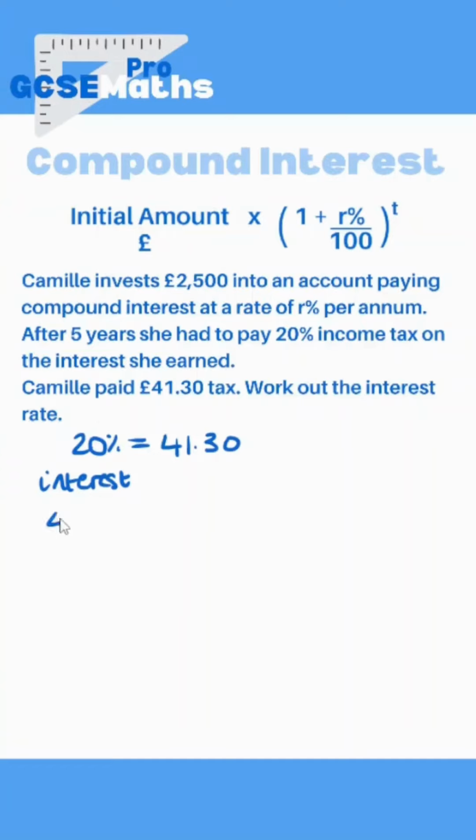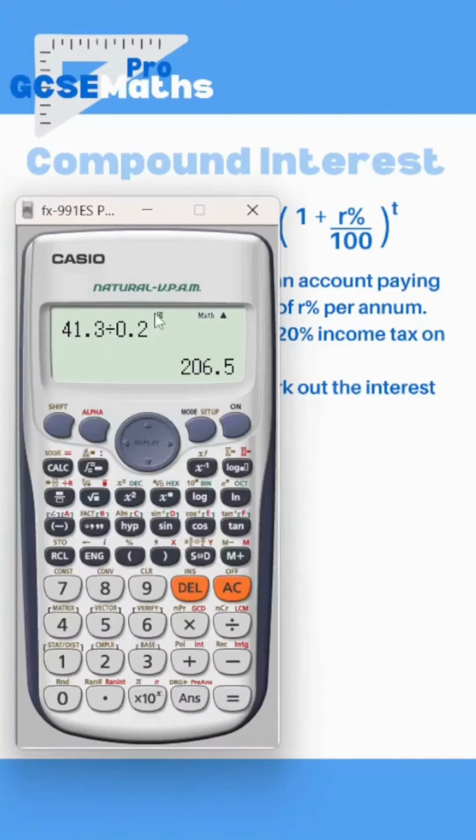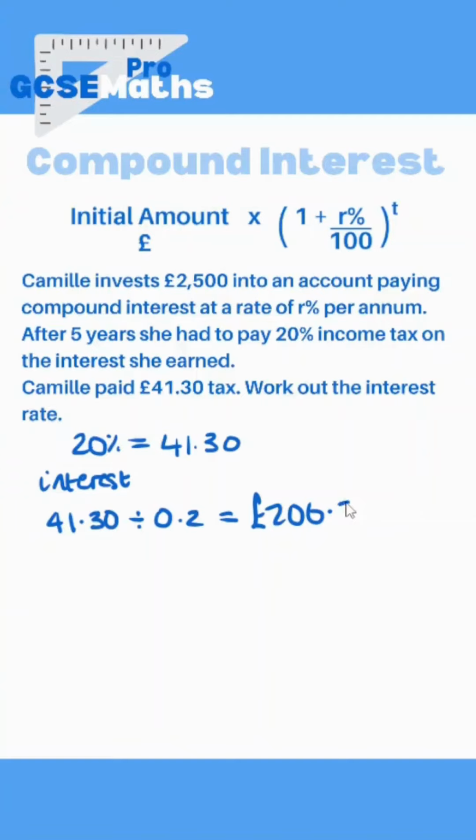Reverse percentages, we call it reverse because we're going to reverse it. I'm going to do 41.30 divided, that's the reverse bit, by 0.2, because 0.2 is 20% as a decimal, isn't it? You can always write it as 20 over 100 as well. We get 206.50. So the actual amount of interest that Camille earned on her investment as a total was 206.50. She then had to pay 20% of that to the government, which was 41.30.